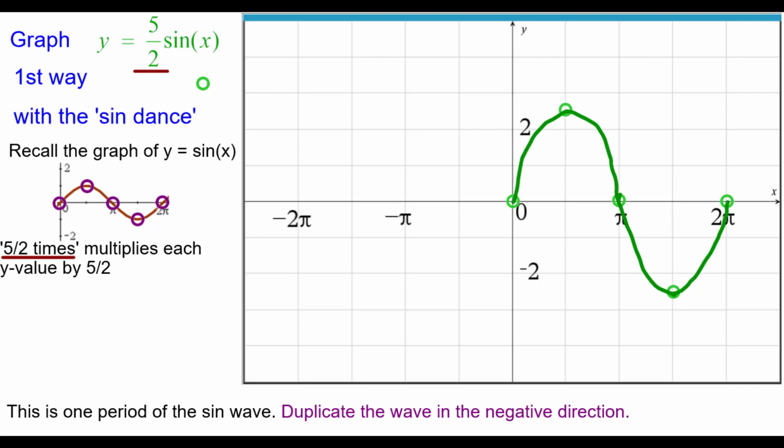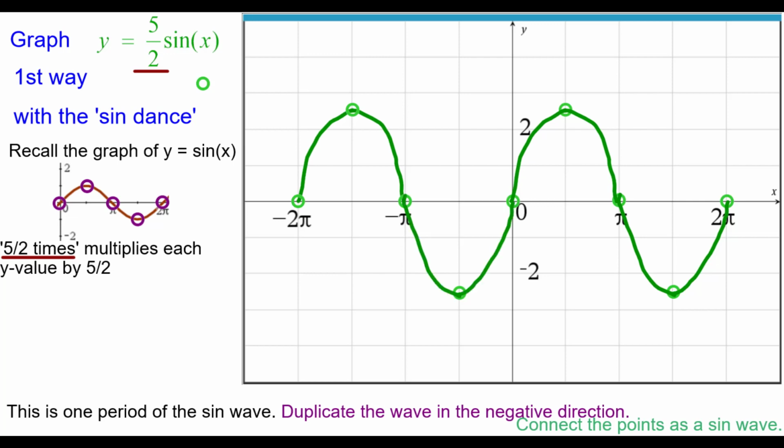So we'll start at the origin and go back a period, which is 2 pi, so negative 2 pi, 0. Then that max goes back 2 pi as well. Another point of inflection moves back 2 pi to negative pi comma 0. And that point moves back to negative pi over 2, negative 5 halves. Connect the points as a sine wave again. Concave down, concave up.